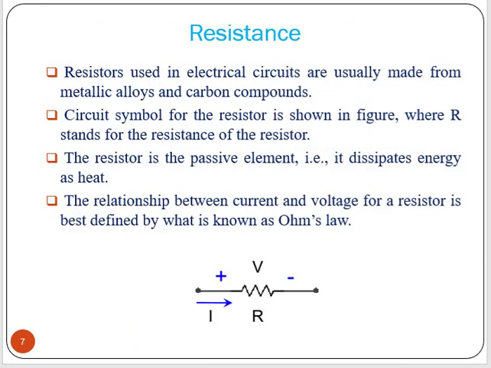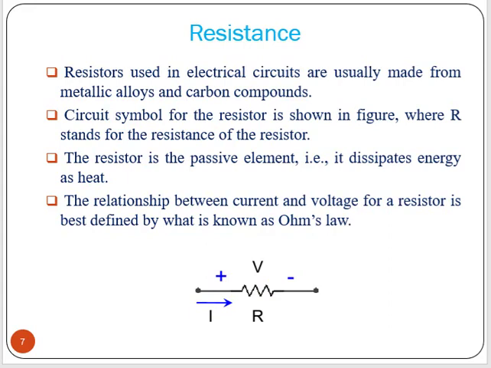Now resistors. Resistors used in electrical circuits are usually made from metallic alloys and carbon compounds. The circuit symbol for a resistor is shown in this figure, where R stands for the resistance of the resistor. The resistor is a passive element; it dissipates energy as heat.